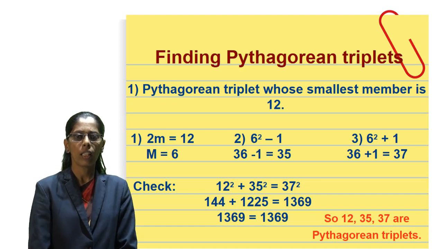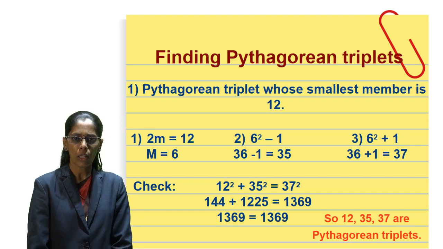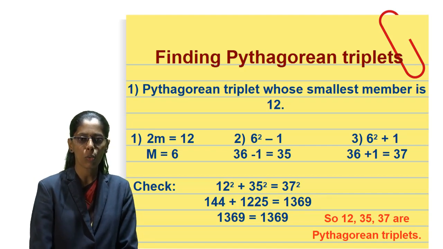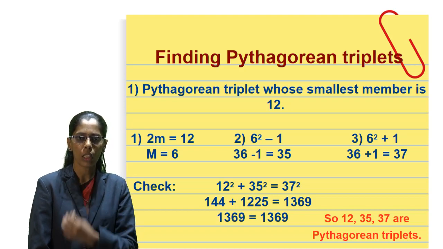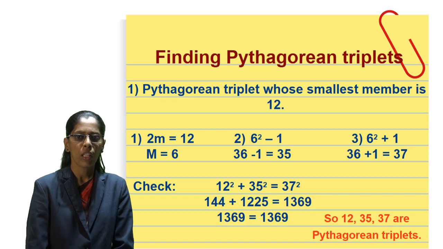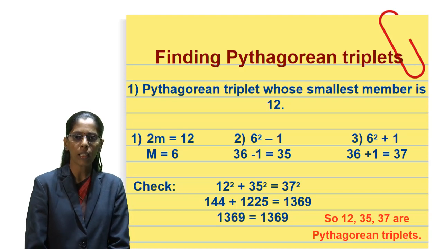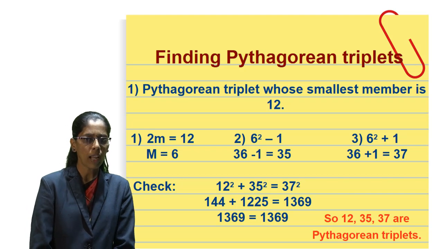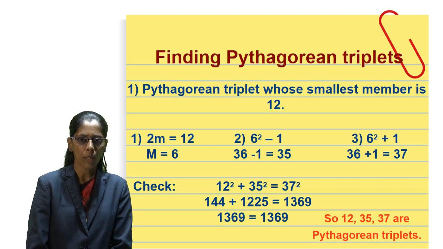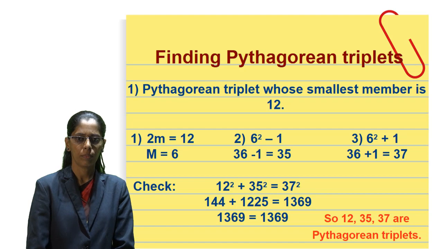Then we get the square of 12 is equal to 144, plus the square of 35 is equal to 1225, is equal to the square of 37, which means 1369. In the LHS we get the same result, and in the RHS also we get the same result. Means 12, 35 and 37 are called a Pythagorean triplet.